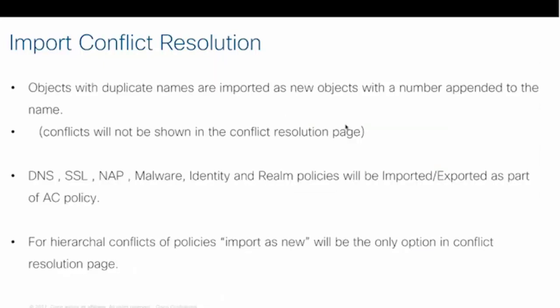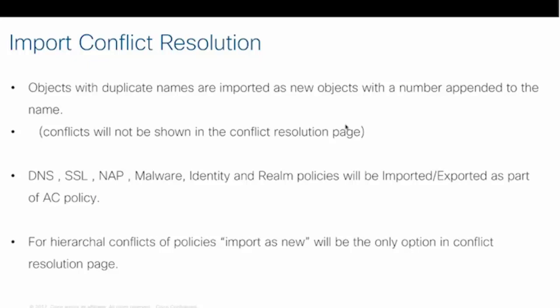If the access control policy we are trying to import contains any associated objects, then the system will automatically import these objects as new objects to the device, and these objects will not be listed in the conflict resolution page. And if the policy contains any dependent or associated policies such as DNS policy, SSL policy, network analysis policy, malware or identity policy, and any realm policies, then we will not get any option to import them individually. Instead, the system will be importing these dependent policies as part of the access control policy we are trying to import.